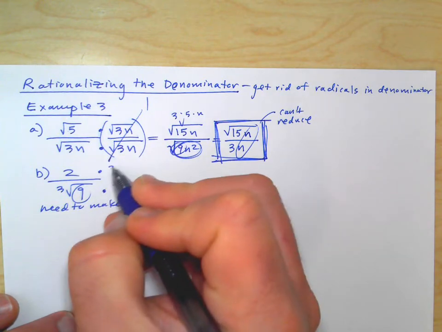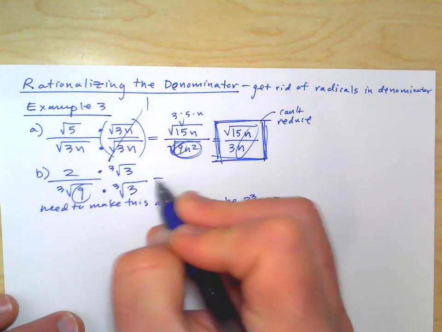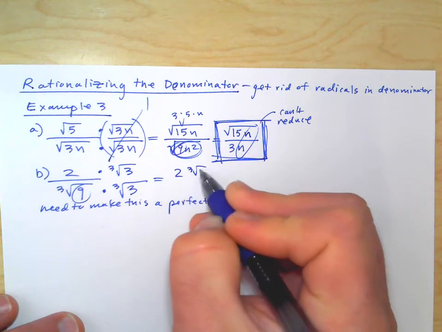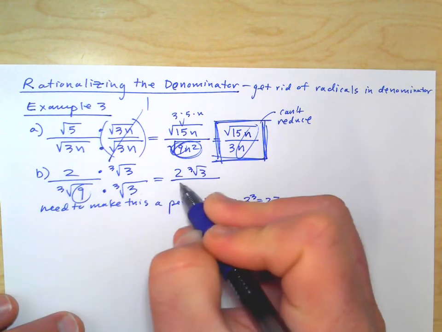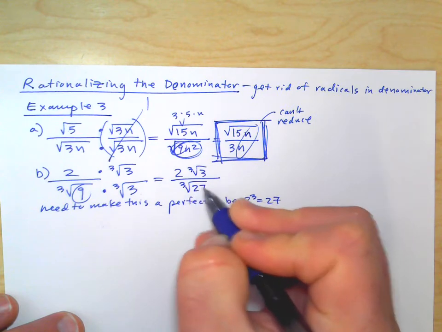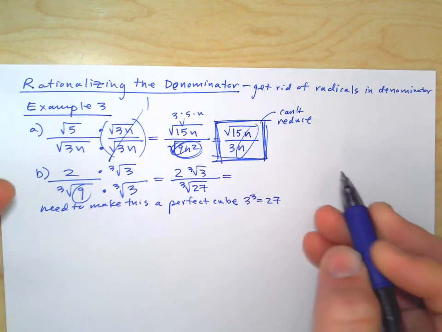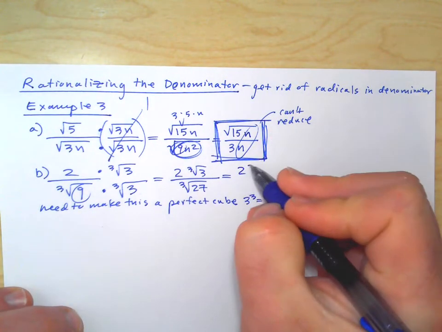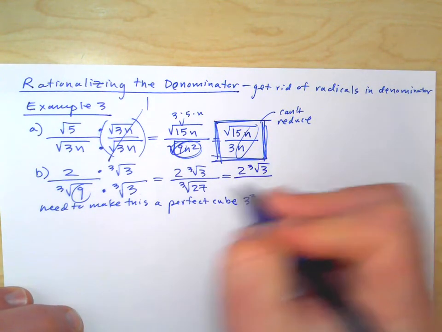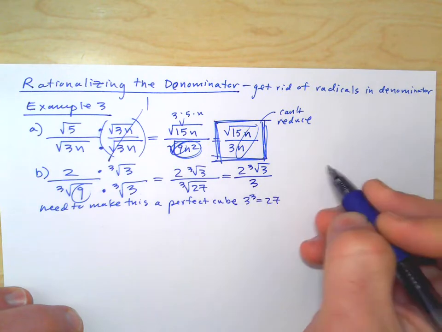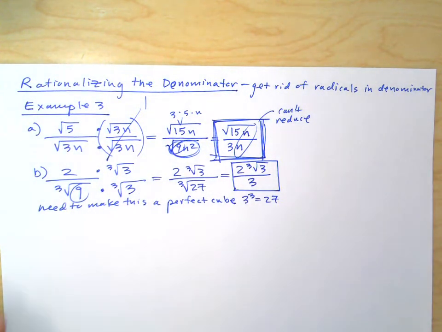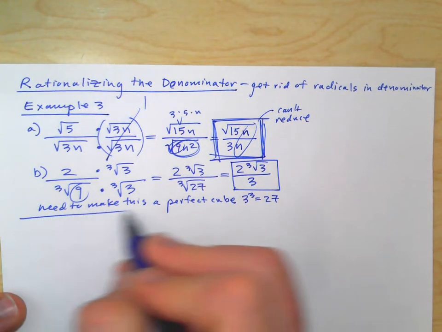Whatever you do to the bottom, you've got to do to the top. So on the top, we get 2 cube root 3. On the bottom, we get cube root 27, which we made that happen on purpose because we know that it gives us a nice answer on the bottom. Cube root of 27 is 3. Do not reduce those 3's. Okay? So that's called rationalizing the denominator.